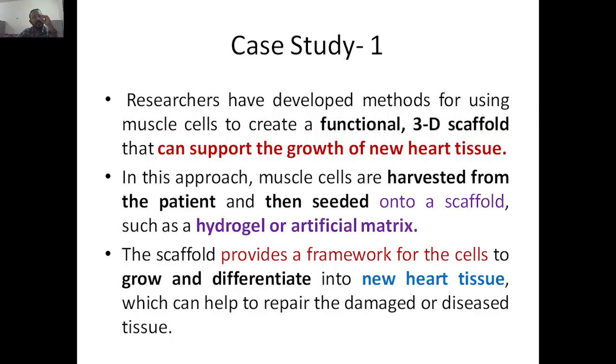Okay, and then seeded into the scaffolds. That means scaffolds, the network, as I told you, the seeded. Okay, that means they have put cells inside this muscle matrix, or you can call it a muscle as a scaffold. Now these seeded cells started growing, and then finally it became a heart tissue. Okay, so for the seeding purpose they have used a hydrogel or artificial matrix. So make sure that it should be a network, that's it. That scaffold in the sense it should be a network, it can be the hydrogel or an artificial network. So in this case study they have used the hydrogel or artificial matrix.